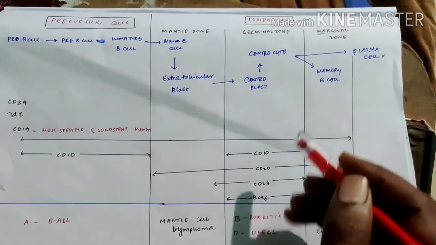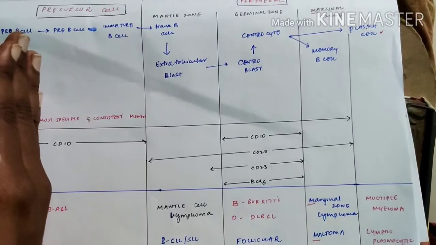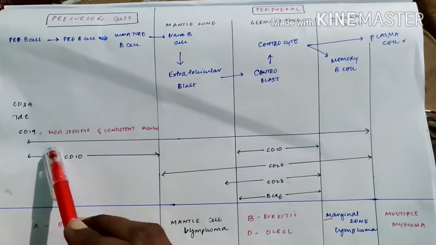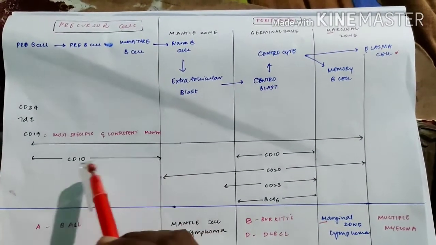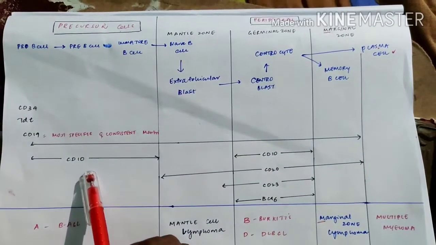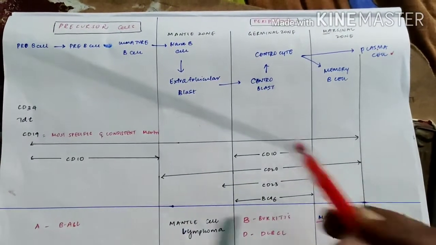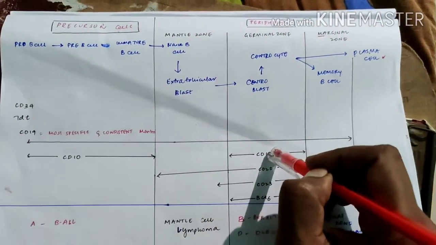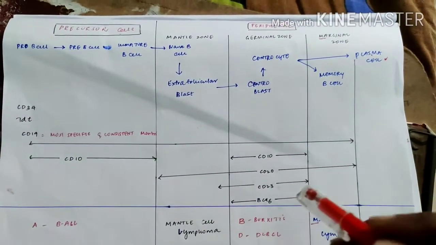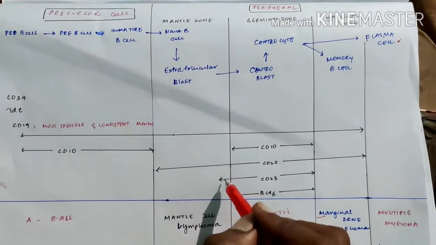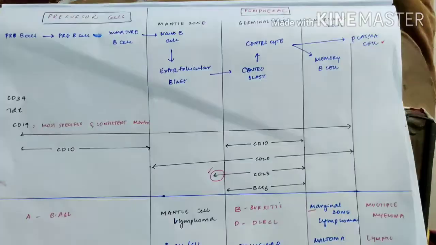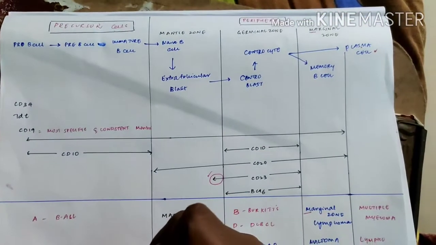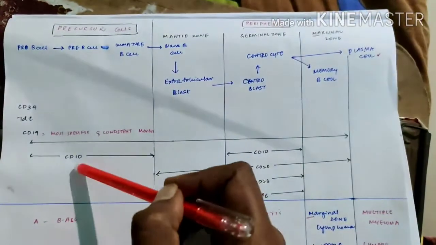CD23 and BCL6. Remember in this way: 19 is the pan B cell marker, 34 and TDT are precursor markers, CD10 is purely a precursor cell marker, 20 is a mature cell marker. CD10 also expresses in the germinal zone, in the central zone, and along with CD10 you will have CD23 and BCL6. This 23 also extends here. I'll tell you why later. So now I told you which zone contains which cancers and which zone contains which CD markers. You can correlate them.